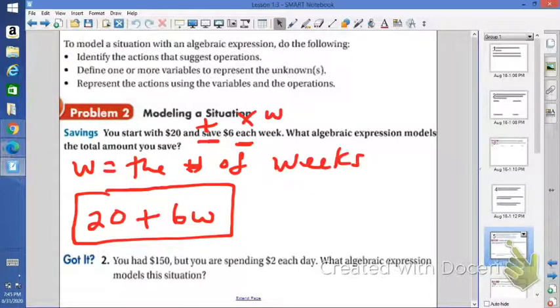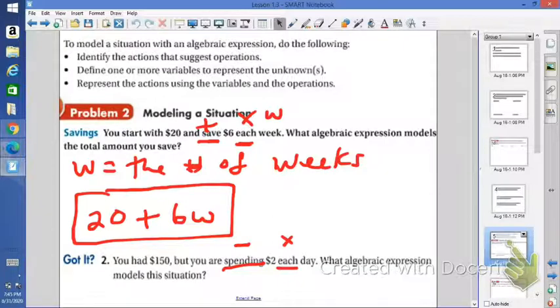Okay, if we look at the got it problem, it says you had $150, but you are spending $2 each day. Write an algebraic expression that models this situation. All right, so let's look at the keywords. You have 150, but we're spending. If you're spending money, how does that affect your bank account? Money's coming out, or you're losing money. So spending in this case would indicate we would be subtracting. Each, that's multiplication. Those are our operations involved in this problem.